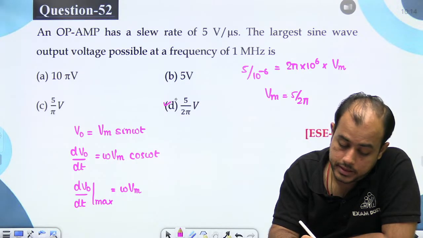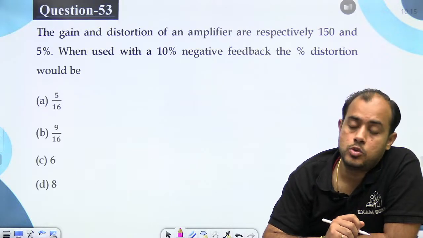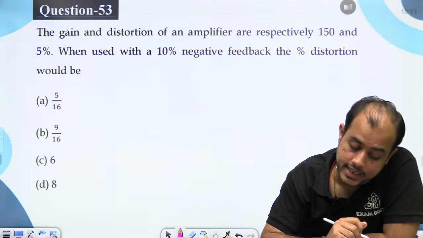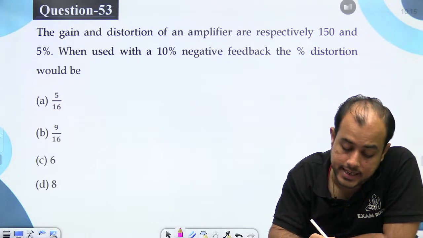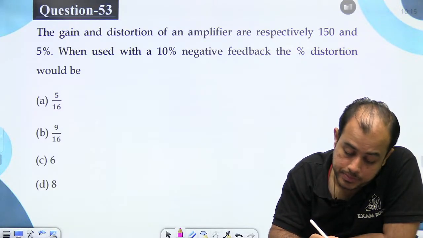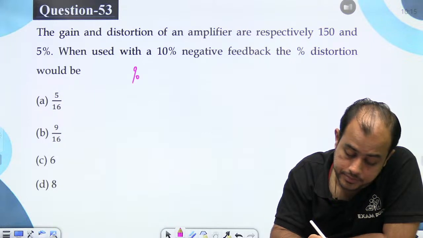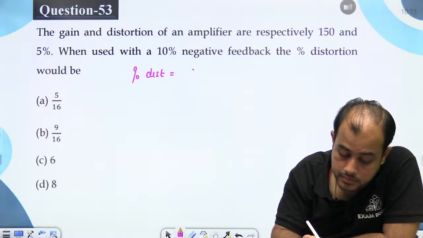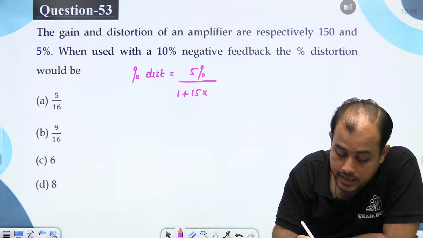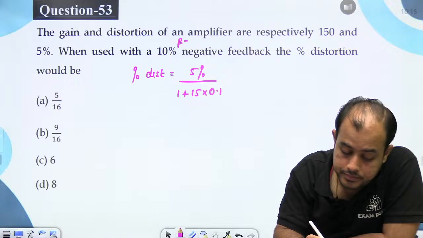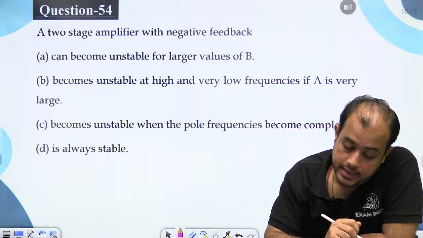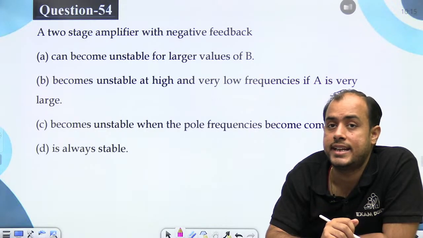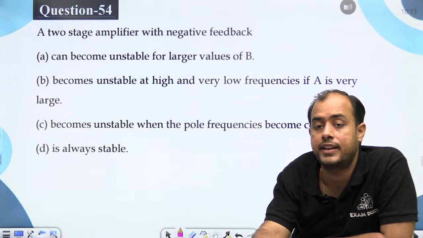Five by 2 pi. ESE 2014: gain and distortion are this when used with a 10% negative feedback. The percentage distortion will be 1 plus A beta, so 5 by 16. ESE 2014, a two-stage amplifier with negative feedback.